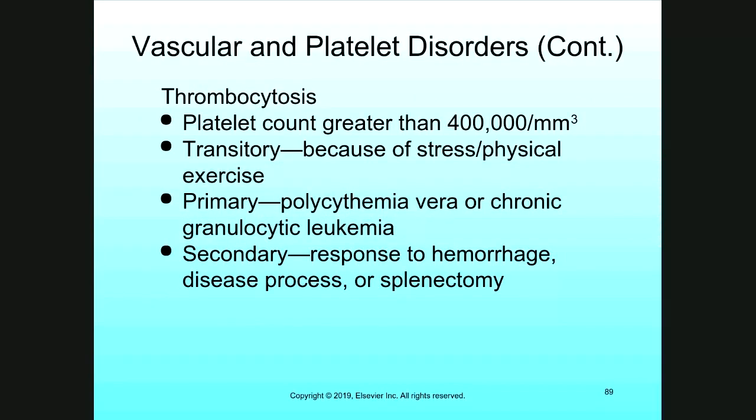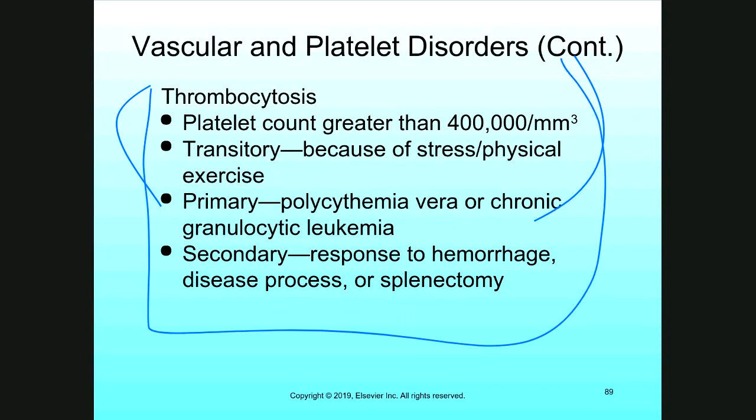Now, thrombocytosis, again, I put this one to reinforce why you need to remember that value. Anything above 400,000 per cubic millimeter is thrombocytosis. You can have transitory because of the stress of physical exercise, primary because of polycythemia vera or chronic granulocytic leukemia, or secondary in response to hemorrhage, disease processes, or splenectomy too. But I put this one mainly because I want to remind you of the value and the range of thrombocytosis.